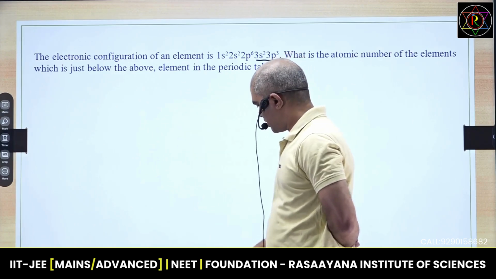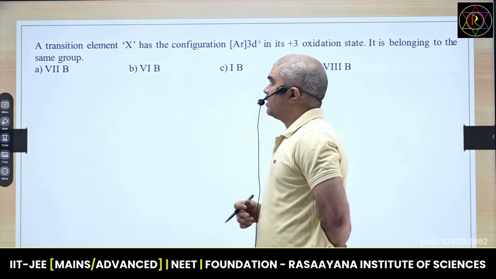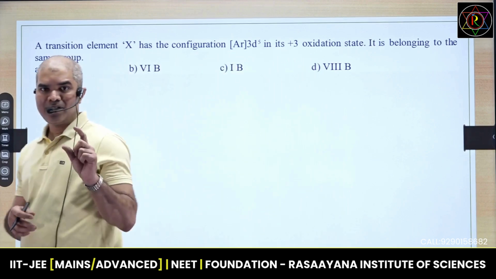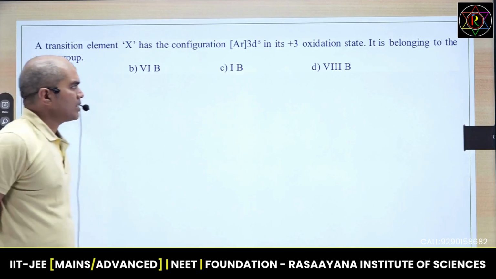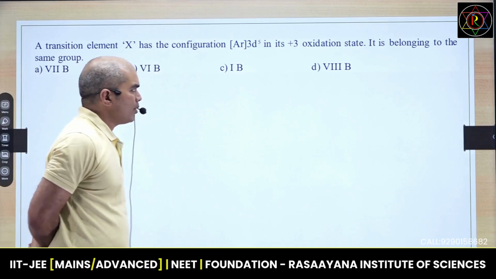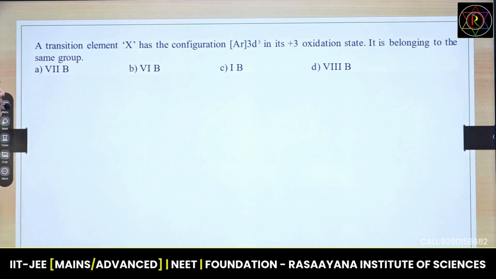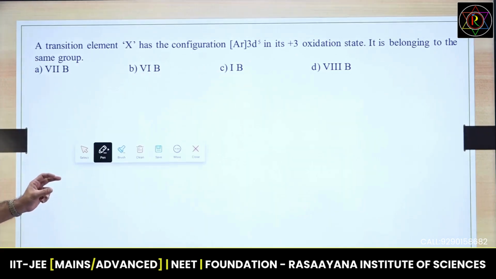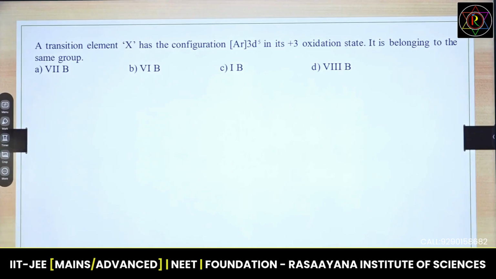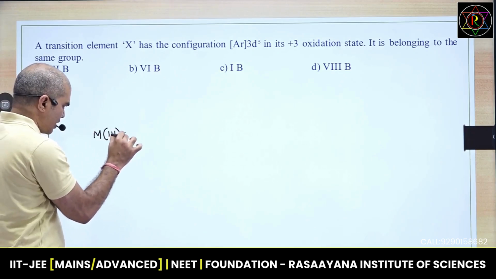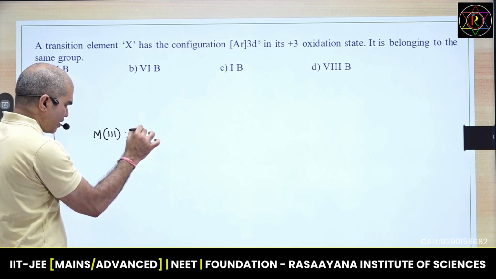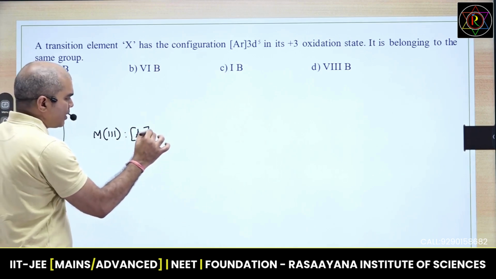Okay, so let us move to the next question. A transition element, so it belongs to the D block. X has the configuration argon 3d5 in its +3 oxidation state. It is belonging to which group? So some metal is present in its +3 oxidation state. Its configuration is argon and 3d5.